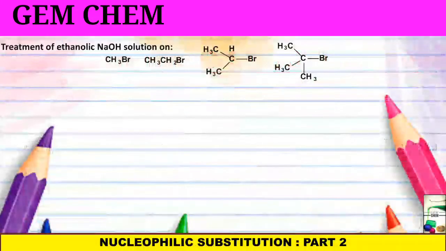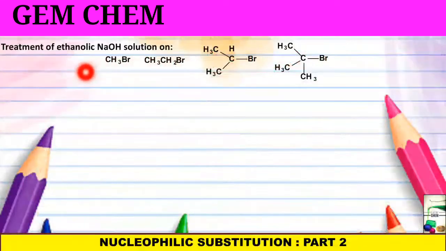Now the first concept which we are going to derive is from the treatment of ethanolic NaOH solution on CH3Br, CH3CH2Br, (CH3)2CHBr and (CH3)3CBr. We will see the observations, then analyze each and every portion.